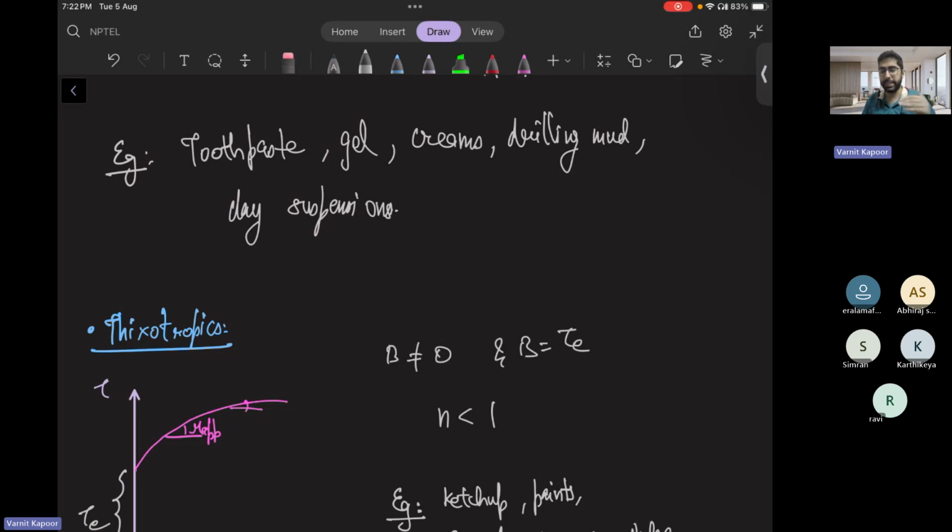So what happens to the ketchup if it is kept for a long amount of time? Does it get thinner or thicker? You have been eating your ketchup since your childhood. What happens to the ketchups? Thicker, sir. Thicker. Are you sure? Sure. Others?